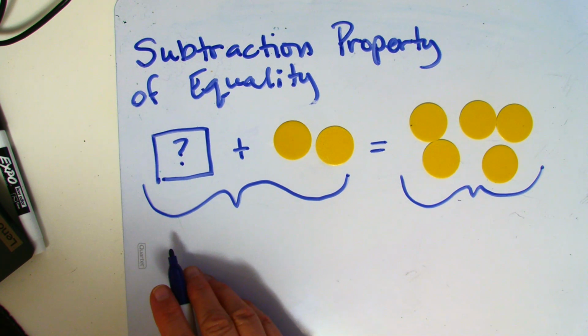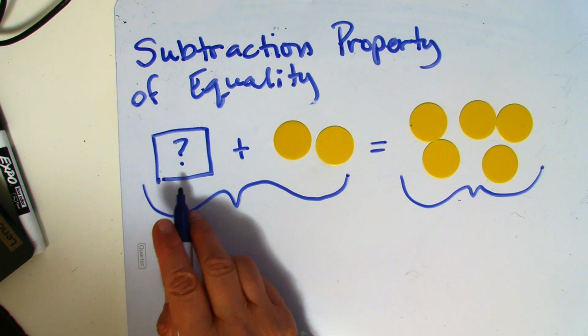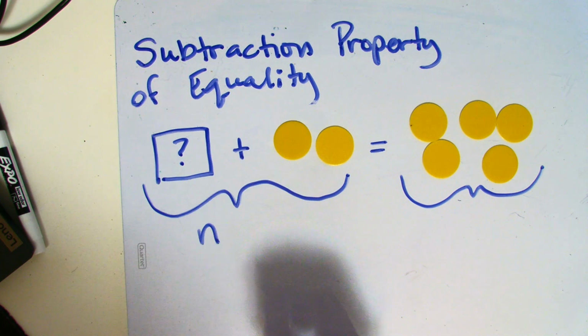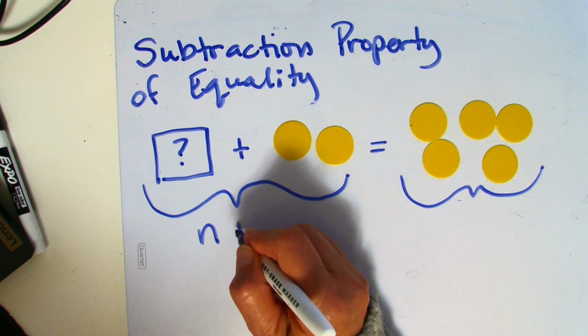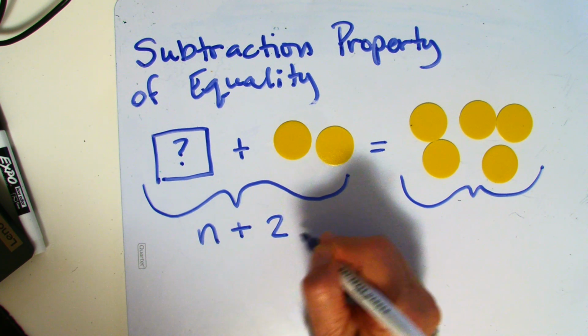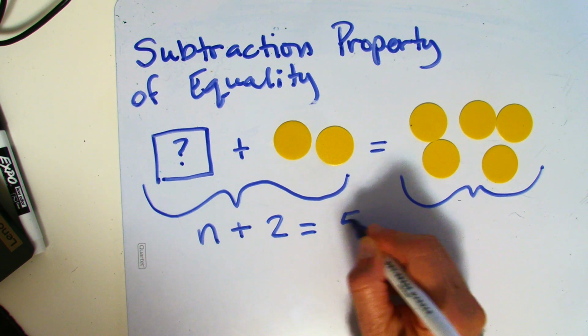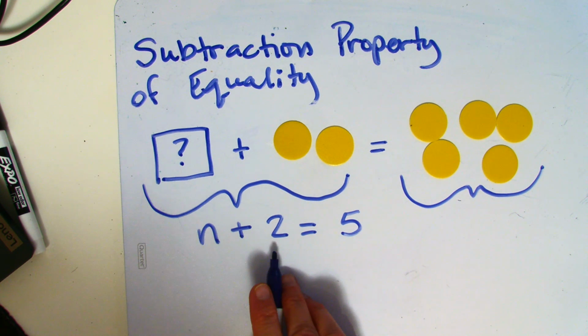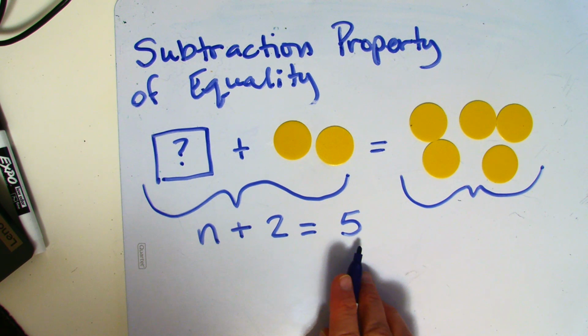We can write this mathematically. Instead of a box with a question mark, I can use a variable. Let's say I use n. n + 2 = 5. So n + 2 has to have the same value as 5.